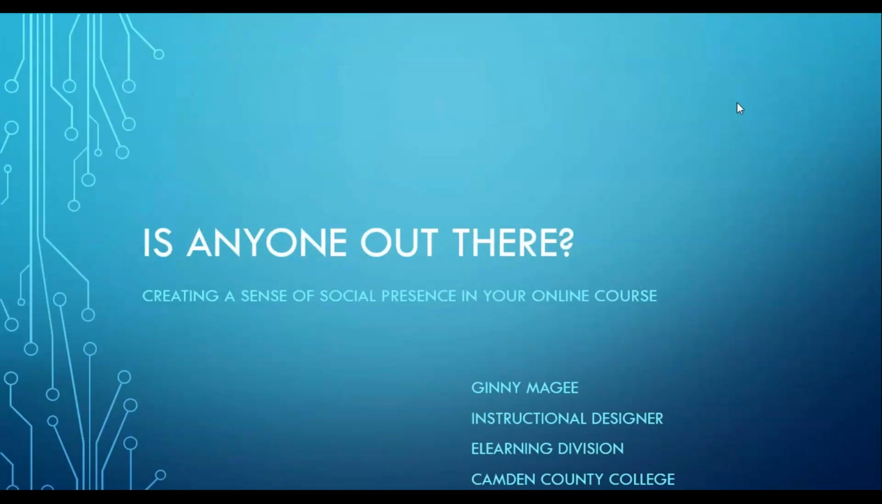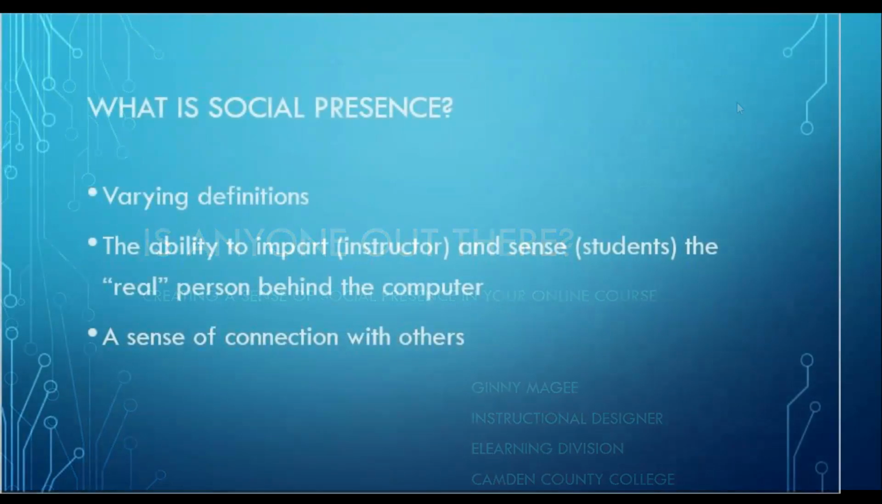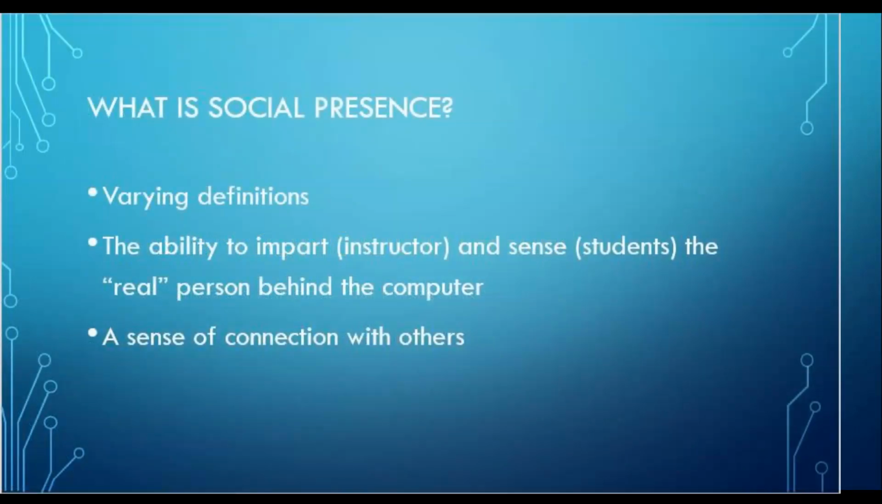Okay, so I want to start by defining what we mean by social presence. If you do some research on this, you could go down a rabbit hole very quickly of varying definitions that are similar in nature, but you definitely will find different ideas of what social presence is and how it's defined. So we're going to look today at two ideas of what that means. To start with, the ability that the instructor has to impart the sense of a real person behind the computer, and then the degree to which students are able to pick up on that real person, to sense that there is somebody and it's not just a cold online course with nobody behind it, just information that they are reading and taking in on their own, but that there really is a real person who is instructing the course.